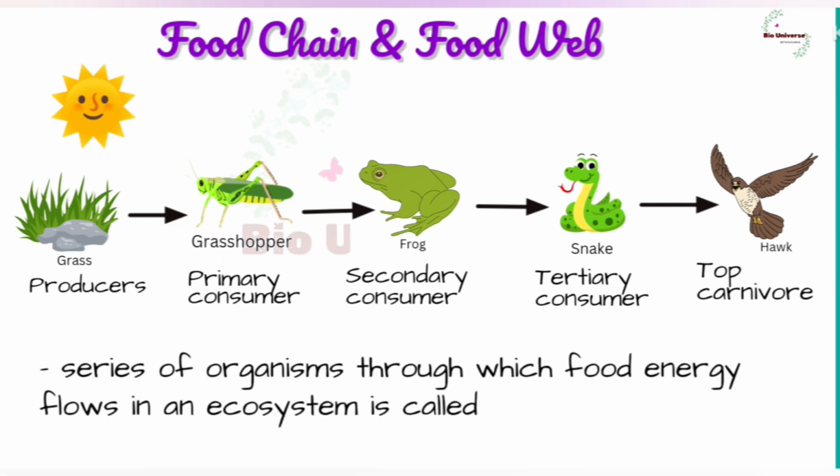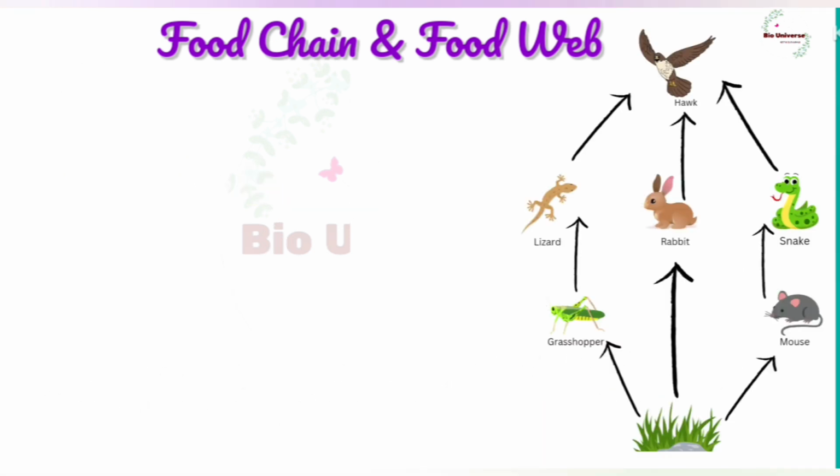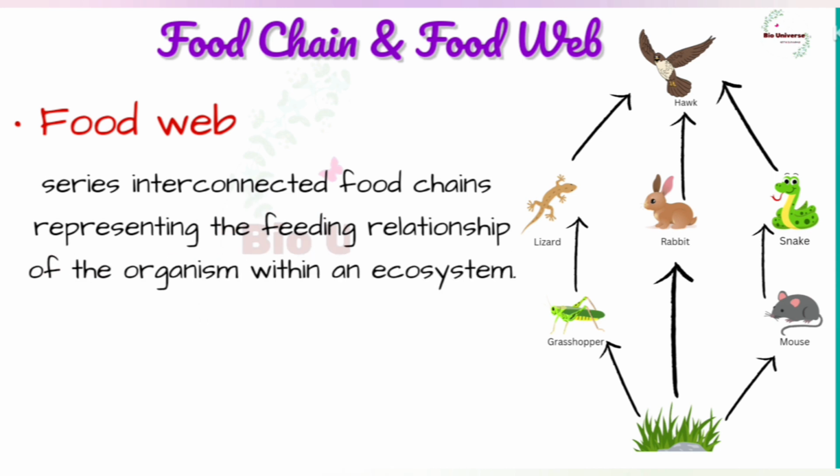A series of organisms through which food energy flows in an ecosystem is called a food chain. A food chain is a linear arrangement of animals. It does not give a complete picture of the feeding relationship among the different organisms of an ecosystem because many of them eat more than one kind of food. A food web is a series of interconnected food chains representing the feeding relationships of the organisms within an ecosystem.